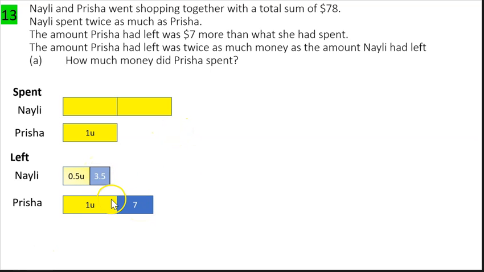For this question, you want to find out how much Prisha spent. The amount that Prisha spent is actually 1 unit. Look at the models here. What is missing? We have not included the total sum of $78. $78 is the sum of the amount spent and the amount left.